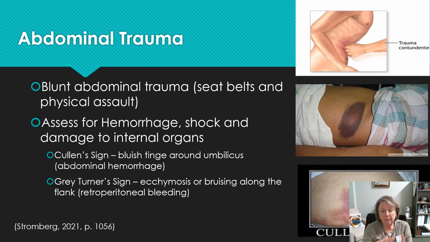internally bleeding. These patients with Grey Turner sign, the ecchymosis or bruising along the flank, it's a retroperitoneal bleed, they're going to have severe back pain. Their back is killing them. That lower back is killing them. They're going to say, my back hurts so bad.